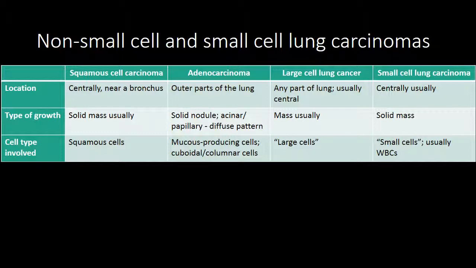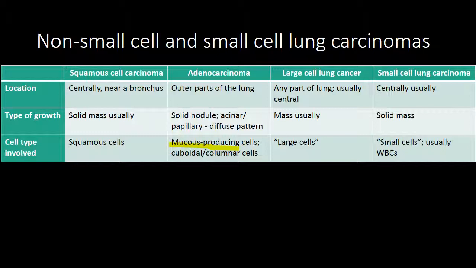Squamous cell carcinoma usually involves squamous cells. Surprise, surprise. But recall that these are those flat cells and they might be found surrounding the bronchus in this cancer. Adenocarcinoma commonly affects mucus-producing cells, and those are those cuboidal or columnar cells that we spoke about in anatomy.